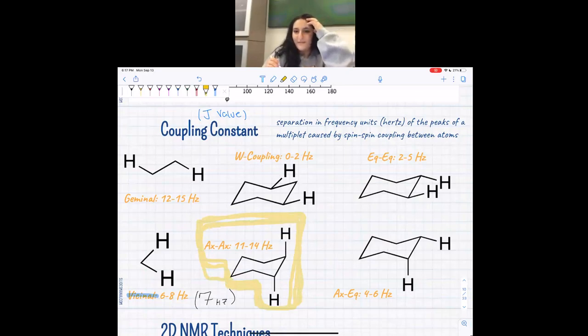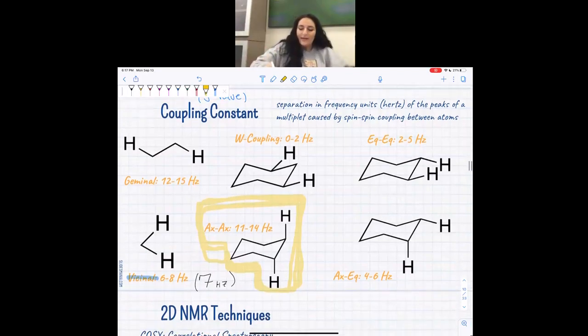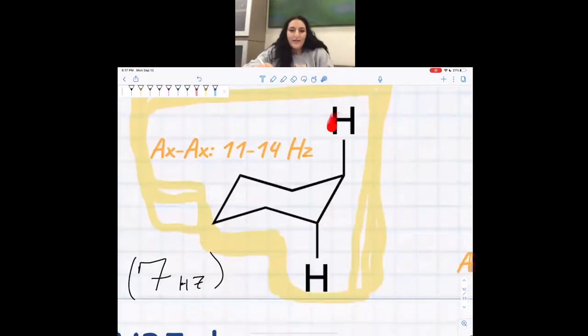How would Roche test this? Honestly, I have no clue. It'll look exactly like this. Hypothetically, if you had a question like this, it would be this picture, and it'll ask what's the J value, and it's between 11 and 14. And what I mean by axial is this hydrogen is axial, this hydrogen is axial.